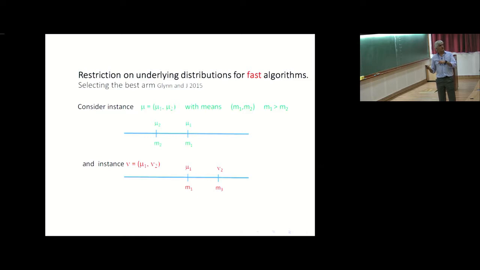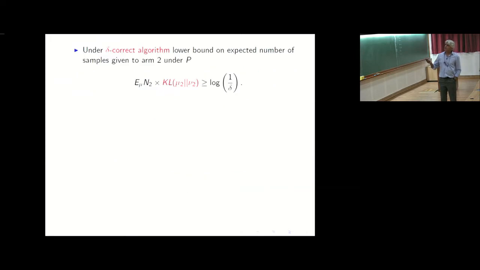So that previous inequality which I showed you will apply. These two instances differ only in these two arms. Right? The second arm basically has a different distribution. So what that gives you is that the number of times arm 2 must be sampled under mu times the Kullback-Leibler distance between mu2 and nu2 must be greater than or equal to log 1 by delta. Right? So this lower bound follows. Any delta-correct algorithm has to satisfy this lower bound.